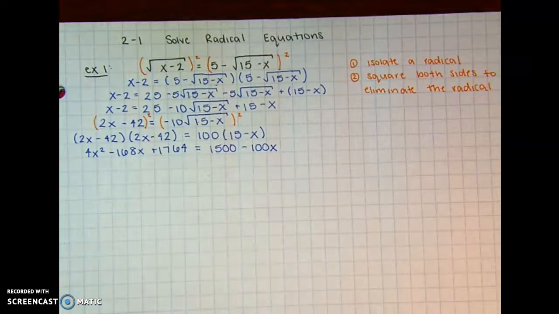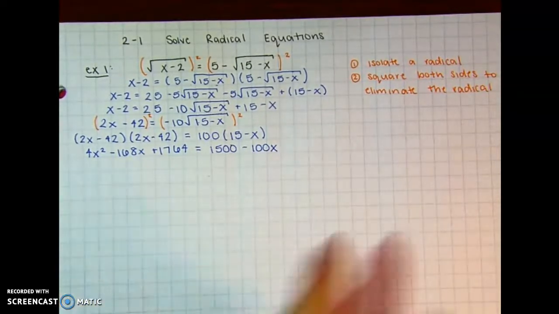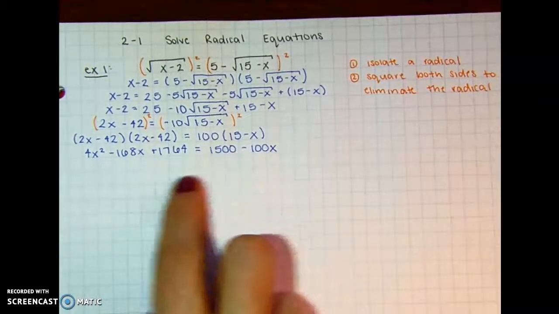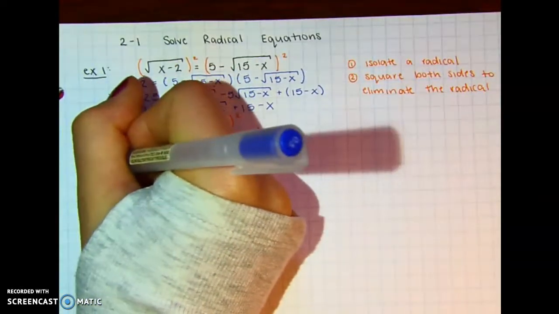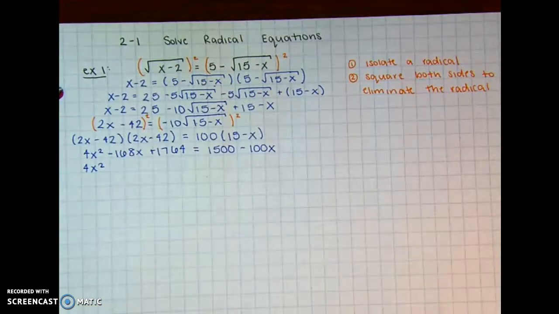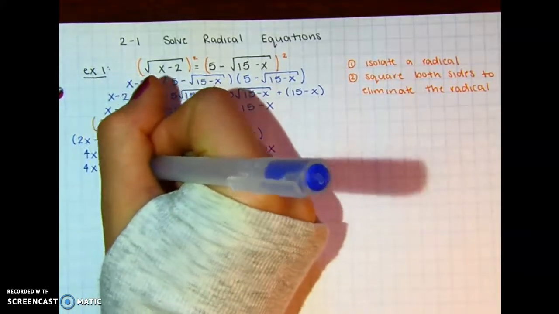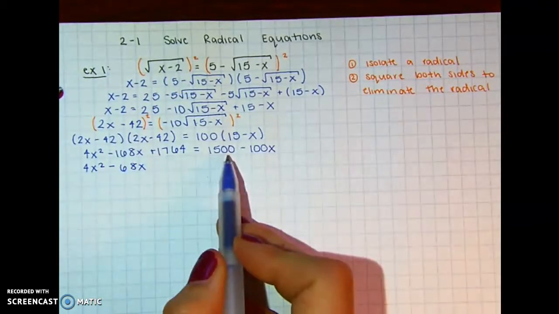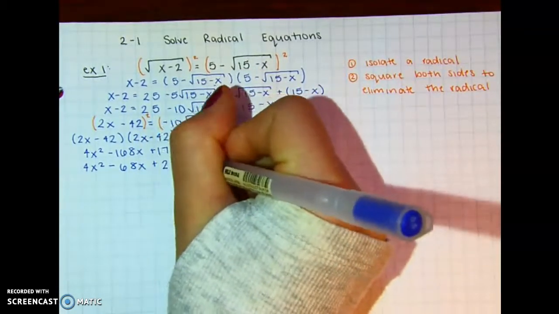Okay, so now we're still solving for x, that's our goal, but what do we do? Because you see a quadratic here, x squared, you should be immediately thinking, okay, if I want to solve a quadratic, it needs to equal 0. So I need to move my 1500 over and my 100x over. So I'm going to have 4x squared minus 168x plus 100x, so minus 68x. And then I have 1764 minus 1500, so that's positive 264.